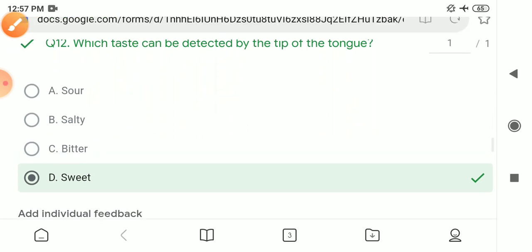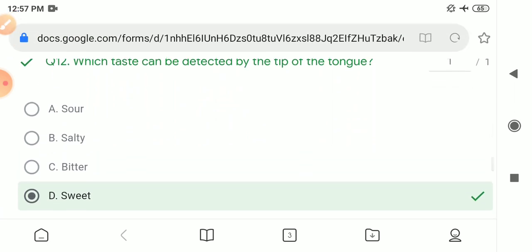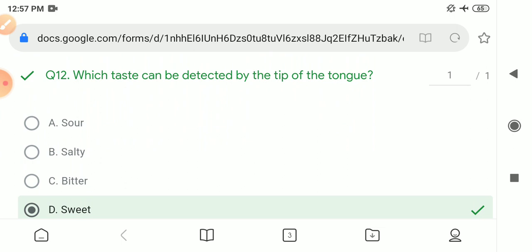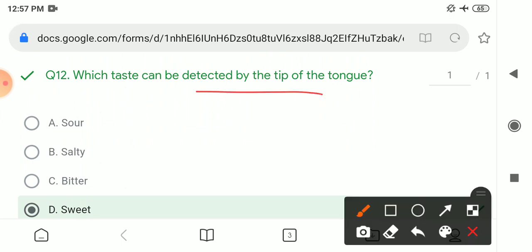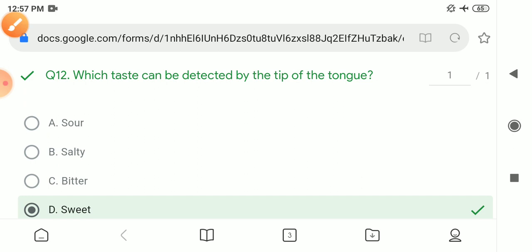Next is 12th number. Which taste can be detected by the tip of the tongue? The options are sour, salty, bitter or sweet. So here your answer is option D, that is sweet. Sweet taste is detected by the tip of the tongue.